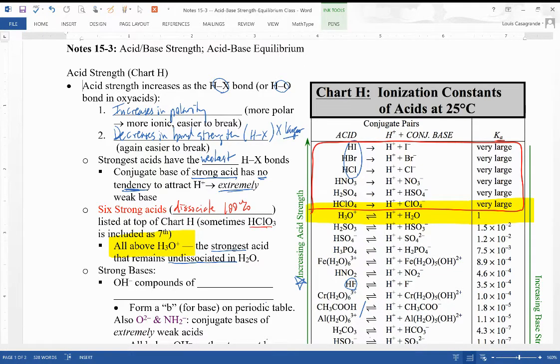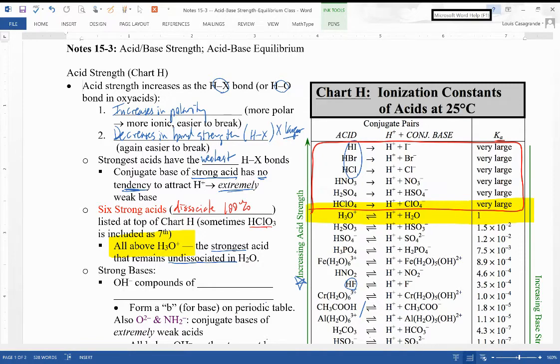All of the other acids above it are going to lose a proton in water, and H3O plus is going to lose a proton in water. Then, for the things down below it, we're going to start to see them not losing protons in water as much.